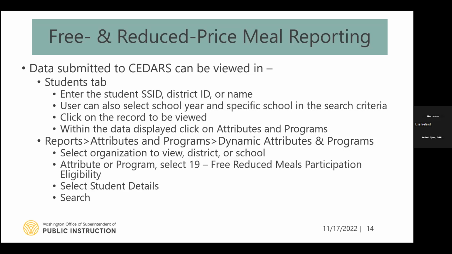You can see the information either in the Students tab, individual student by individual student. You can enter the student's SSID, district ID, partial name. I really like this feature. You can also select an individual school year and specific school or district. And unless you want to see the full information for kids' total enrollment history through CEDARS, you would click on the records you want to view. And within the data, you'll click on attributes and programs. I'm going to show you some snapshots in just a minute.